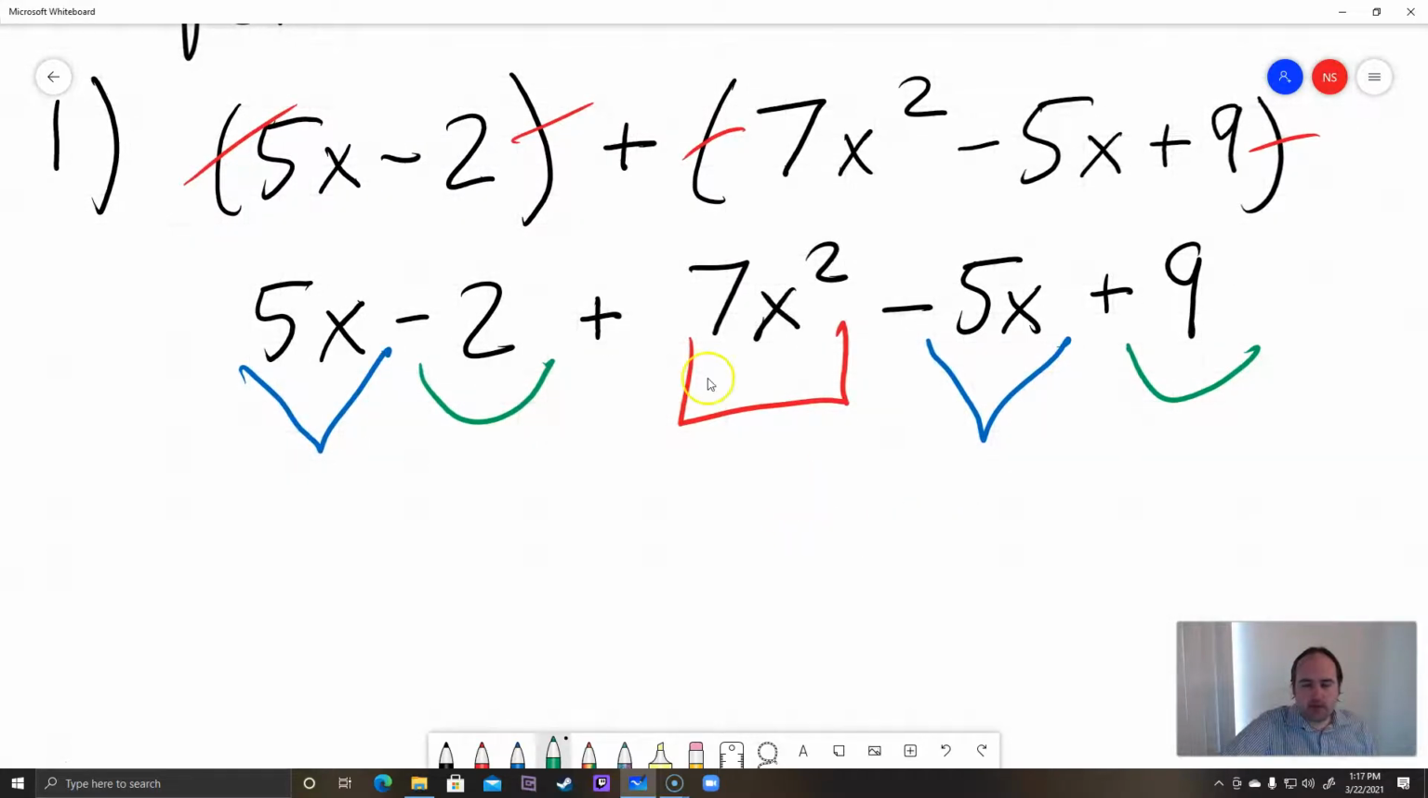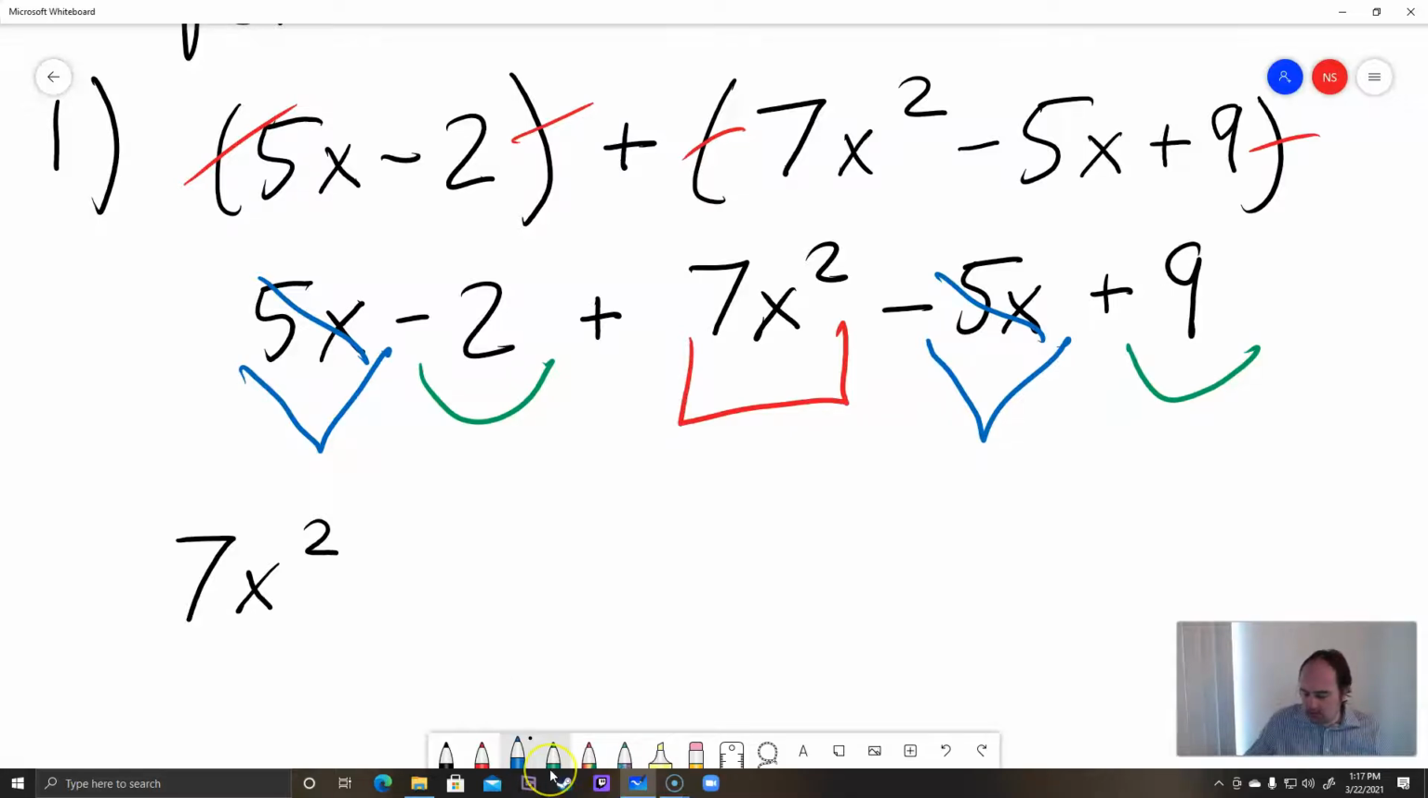So there's only the 7x squared, so there's nothing to combine that with. So we go ahead and just write the 7x squared. Now the 7x squared is the highest power, so we write that one first. And then the next highest power is going to be the 5x minus 5x. But combining those coefficients, 5 minus 5 is 0. So these two just cross out. We're not actually going to have any x's left over.